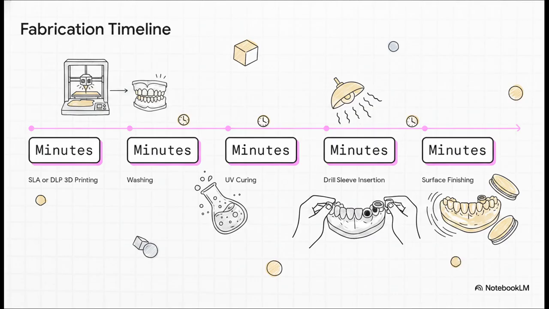And it's essential to note here that the materials we're using aren't your standard run-of-the-mill desktop 3D printer plastics. Absolutely not. They must be rigid, radio-opaque, and highly biocompatible.